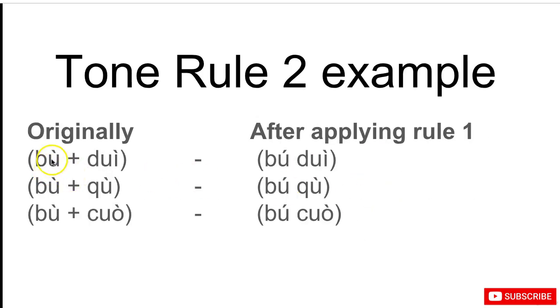So this is written bu, dui. It is bu, dui, but because this word is followed by a fourth tone, it changes to the second tone. It becomes bu, dui, bu, dui.